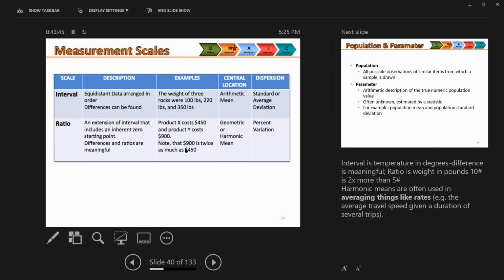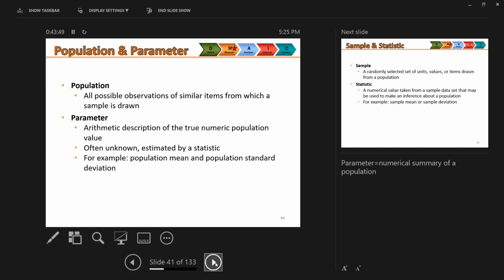So that's measurement scales. Now we're getting to population and parameter. These are terms, again, that we'll be using throughout the class. A population is all possible observations of similar items from which a sample is drawn. In other words, if I'm going to go out and sample something out on the floor, the population is all the possible places where I could pull a sample. Because again, we're going to be talking a lot about sampling, right?